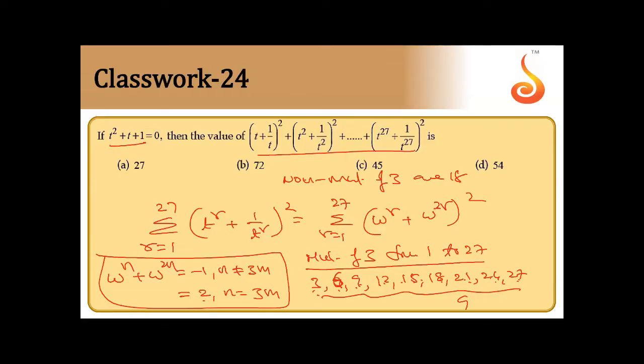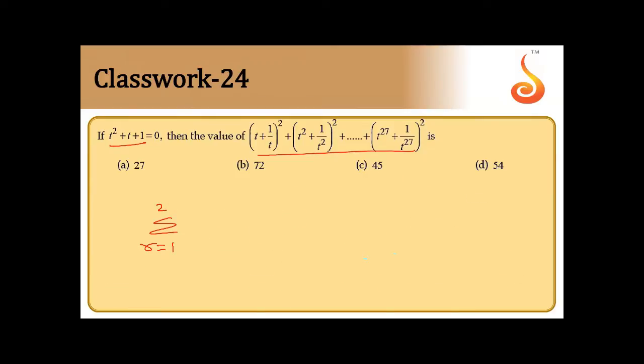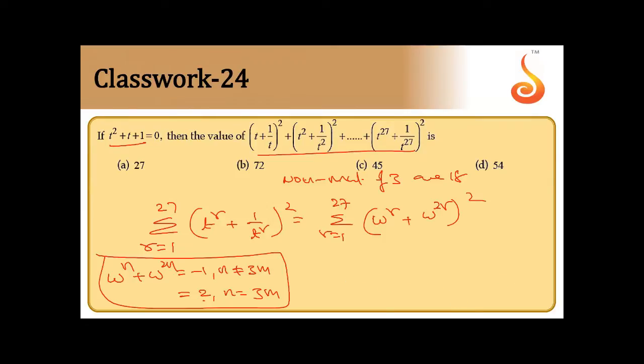Just let me arrange this. Each multiple of 3 value is what? 2. That means 9 into 2 square. Each multiple of 3. Now, non-multiples of 3, 18 are there, so each non-multiple of 3 gives minus 1 whole square. Now simplify, what answer do you get? Each multiple of 3, omega power n or omega power 2n, is 2. This value can be 2 or minus 1, only 2 possibilities. When it is a multiple of 3 it is 2; when it comes minus 1, it is not a multiple of 3. Now tell the answer.